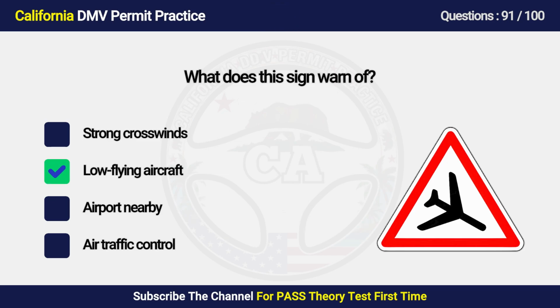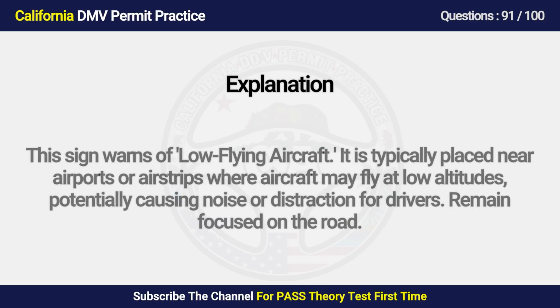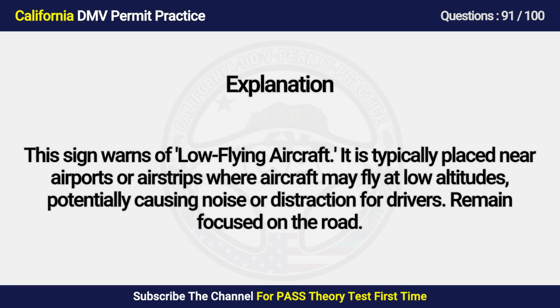Answers is B. Low-flying aircraft. This sign warns of low-flying aircraft. It is typically placed near airports or airstrips where aircraft may fly at low altitudes, potentially causing noise or distraction for drivers. Remain focused on the road.